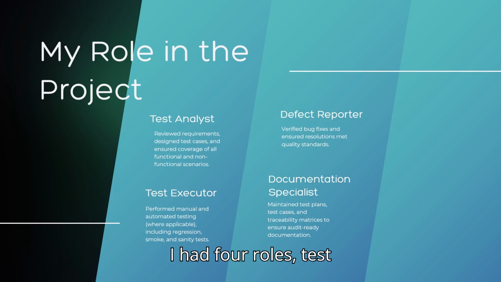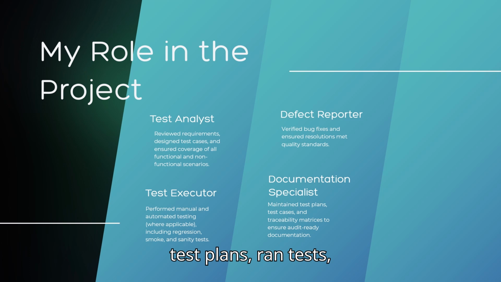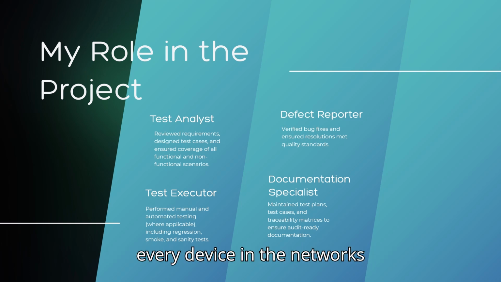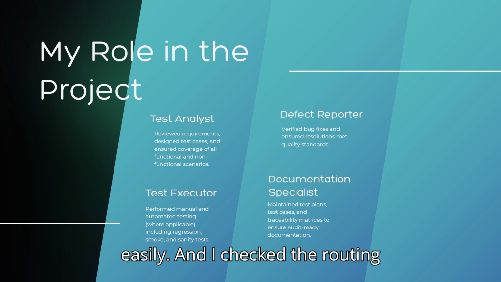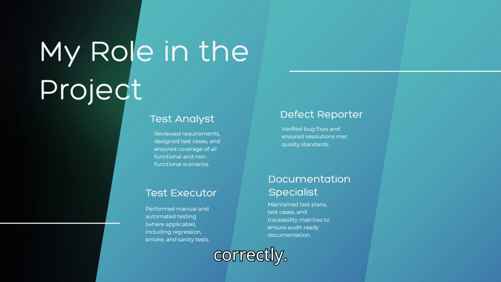I had four roles: test analyst, test executor, defect reporter, and documentation specialist. I checked what the network needed, made test plans, ran tests, fixed problems, and kept clear records. I also tested inter-VLAN connectivity to make sure every device in the networks can talk to each other easily. And I checked routing functionality to keep data moving correctly.